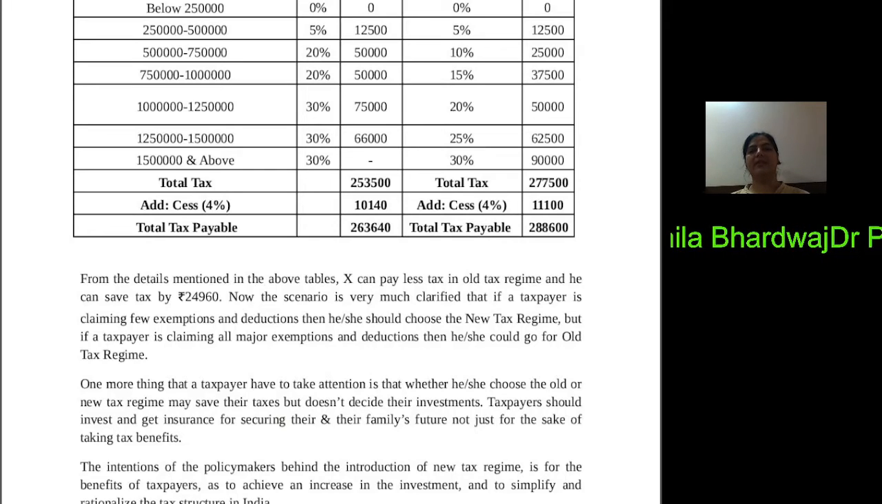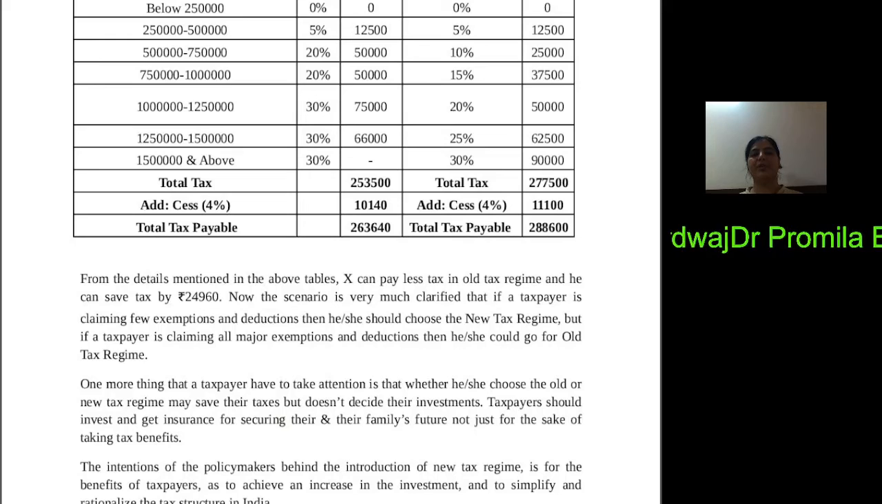But in the new tax regime, where we are not getting any exemption and deduction, we have lower tax rates. So it's the person's choice whether to go for the old tax regime or the new tax regime, but the old regime is beneficial only for those people who are availing all major exemptions and deductions under it.